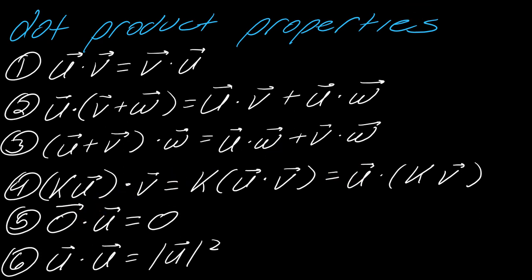I had a little error on number 5. If I take the 0 vector and dot it with u, I will get just 0. And you could probably see why I made that notation error. So the 0 vector dotted with u will just equal 0, not the vector. And then u dotted with itself will give me the magnitude of u squared.